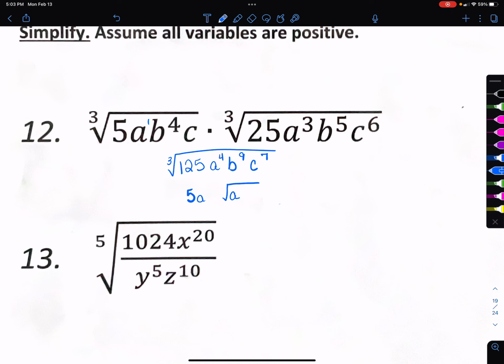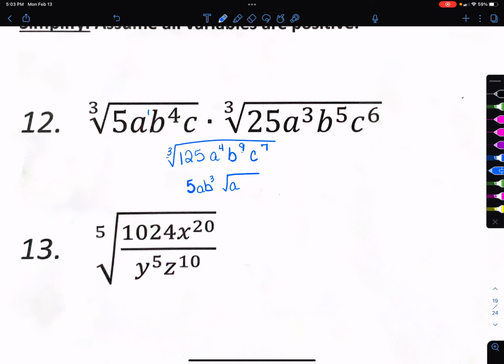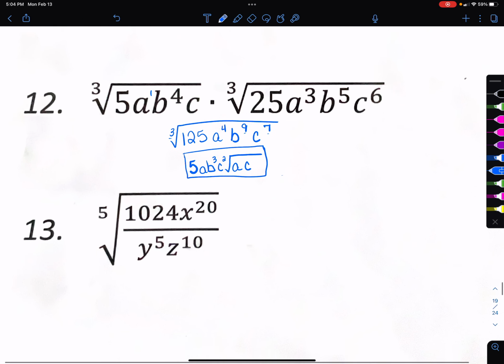Okay, now b to the ninth. So I have the cube root of b to the ninth. 9 can be divided by 3, so that is b to the third. Then I have the cube root of c to the seventh. 7 cannot be divided by 3, but 6 could be divided by 3. So 6 divided by 3 would be 2, and there's still a c that's remaining, so that c stays under the radical. This would be my simplified form for that one. Okay. All right, number 13.